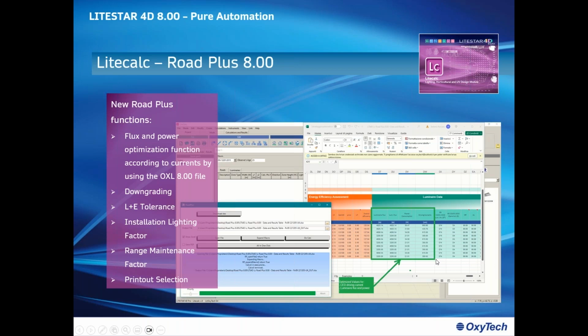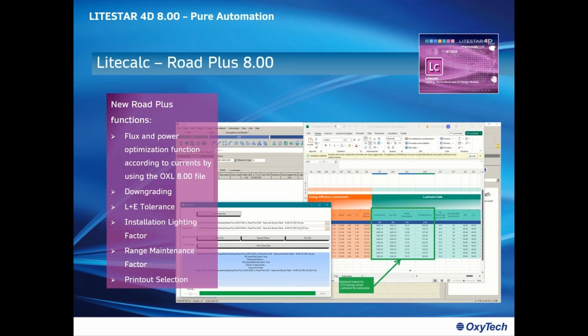The new features that we introduced are related to the optimization function. The optimization function is solving a big problem now facing most of the users whenever they use Road Plus. Why? Because more and more through the LED luminaires, you have the chance to drive the current. And whenever you drive the currents, you change the flux and you change the power.